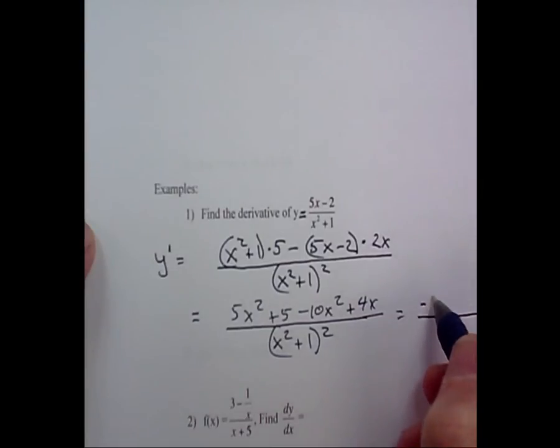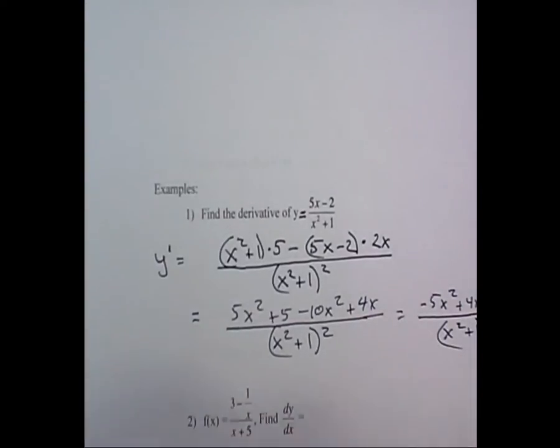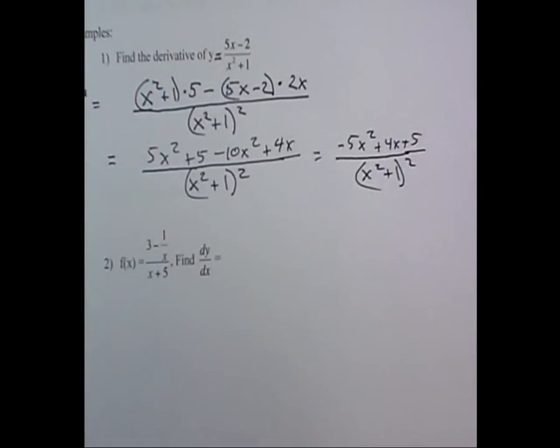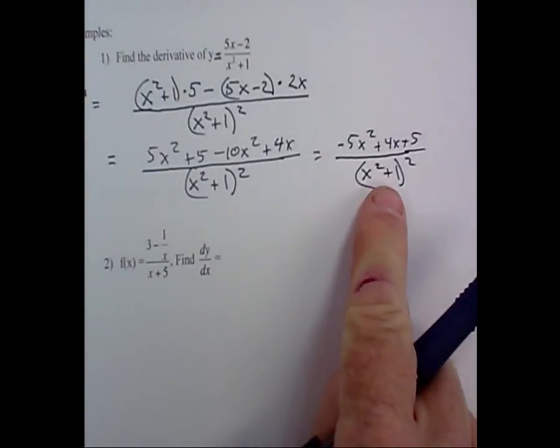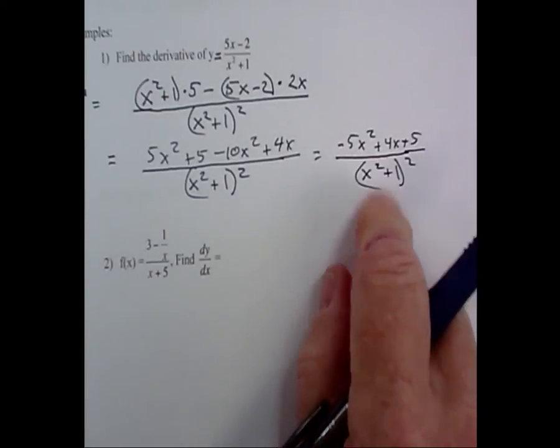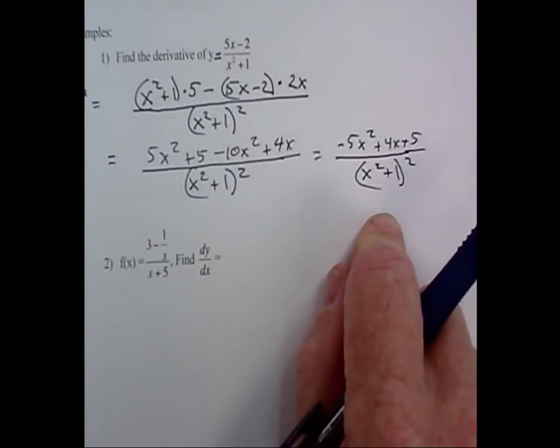And now it's minus 5x squared plus 4x plus 5 over x squared plus 1 squared. And this is my final answer right here. I don't want you to mess around seeing if you can factor it. Just leave it like that.